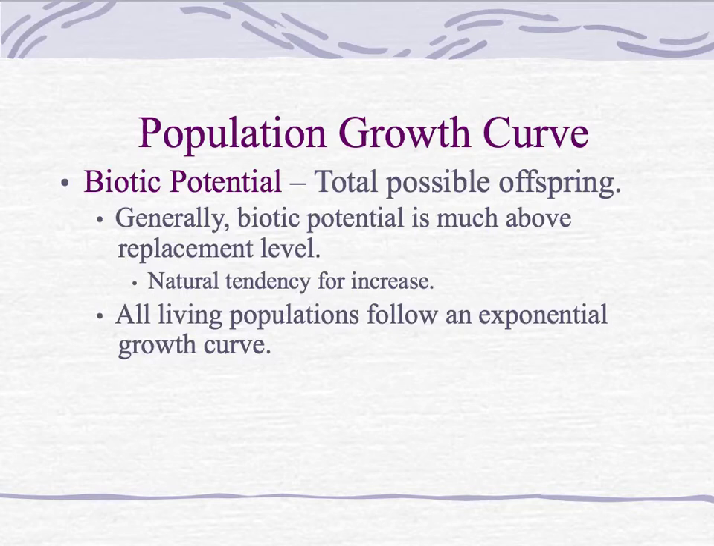The biotic potential is the total possible offspring. Most people and organisms have a capability of having many, many more offspring than what is the replacement level. And the replacement level basically is if you have 2 parents, then you would have 2 children, and those 2 parents would be replaced in the population by those 2 children. So when you have more than 2 children, that's when a population increases, and when parents have less than 2 children, that's when a population decreases. But in general, the biotic potential is to have way more than 2 children. As a result, the population follows this exponential curve that we've seen where the population is increasing.